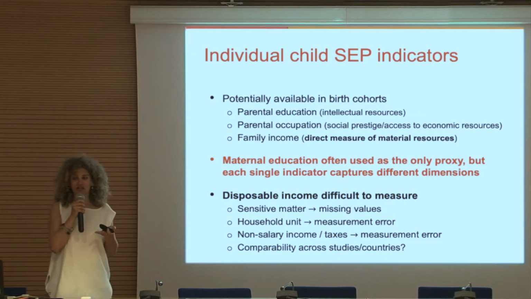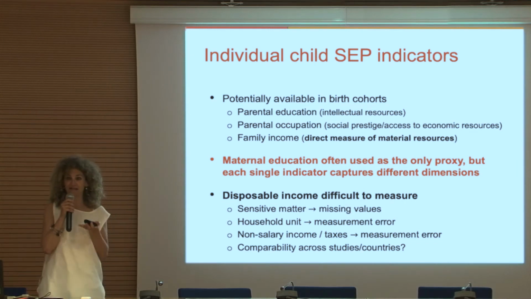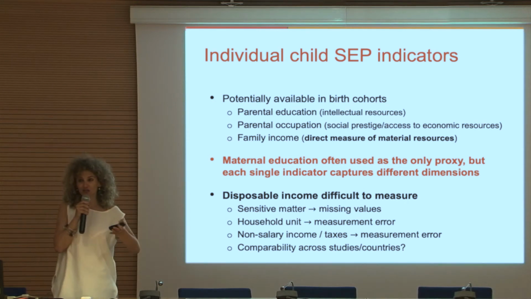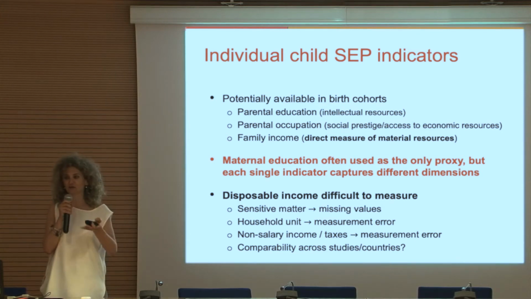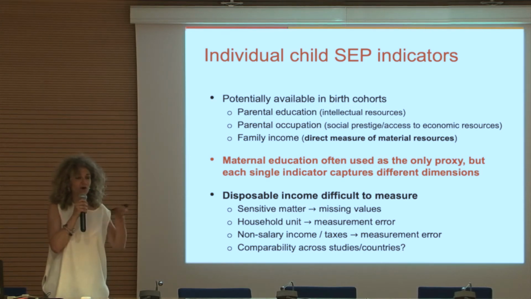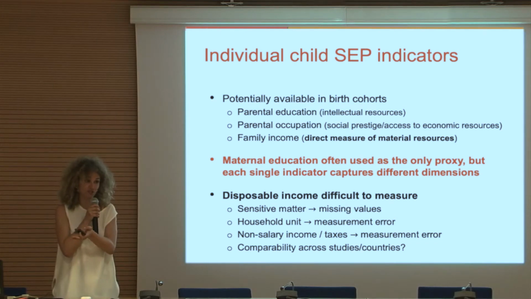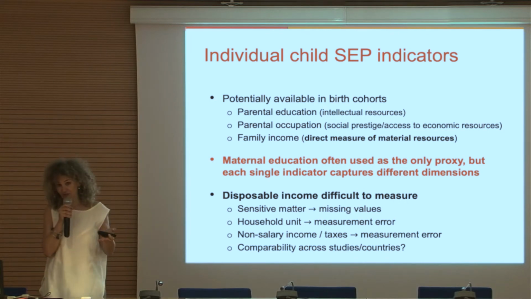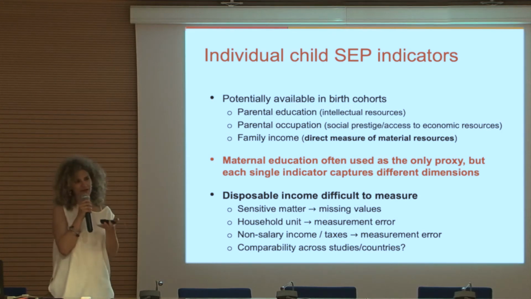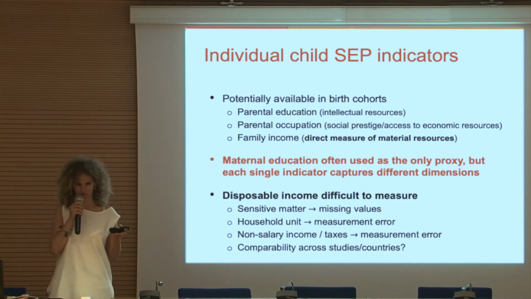It is relevant, but measuring the total disposable household income in birth cohort studies is difficult, for several reasons. First of all, this might be a sensitive matter, so we might have an issue of missing values. Then, if we want to measure the total disposable household income, the person who is in charge of filling in the questionnaire or interview should be able to report the income of all the household members, which might not be easy. So we might have an issue of measurement error, and measurement error might also arise because we have to consider not only the salary income, which might be the easiest one. We all know more or less our salary income, but non-salary income might be more difficult to report.